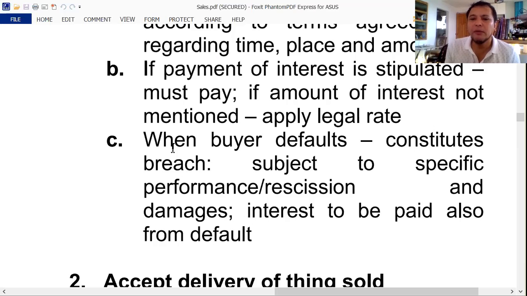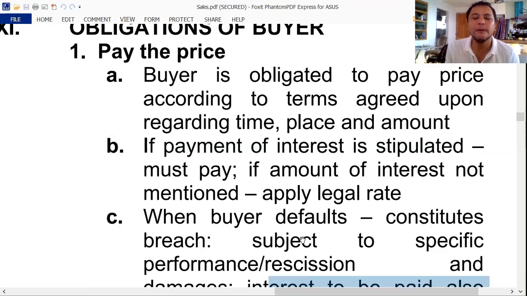Okay, when the buyer defaults in payment, it would constitute a breach. What kind of breach? Breach of contract or agreement. Now, the seller can demand specific performance, which is delivery of the payment, or rescission, plus damages. And interest shall also be paid due to the default. Okay, that's as to price.